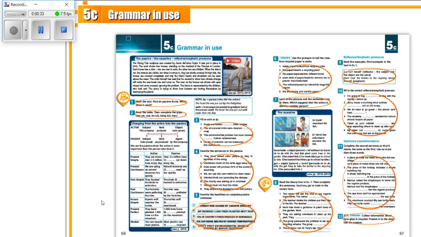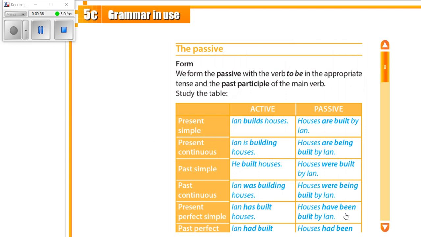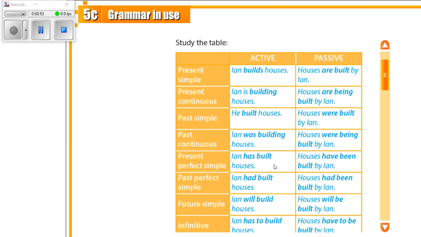Okay, I want all of you to open your books on page 66 and be with me. The passive form: we form the passive with the verb to be in the appropriate tense and the past participle of the main verb. How is that? From this table, we have present simple, active and passive, like Jan builds houses. This is present simple. How can we change it to passive? Builds becomes is built. So present continuous is building. How do we change it into passive? Is being built.